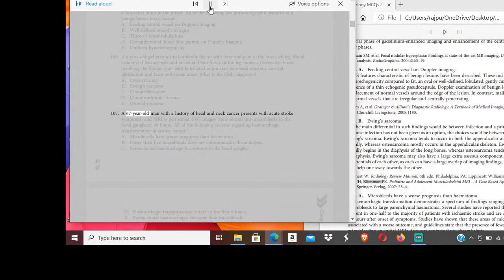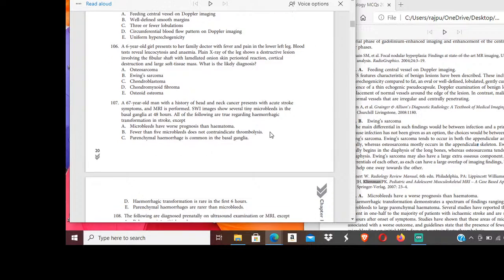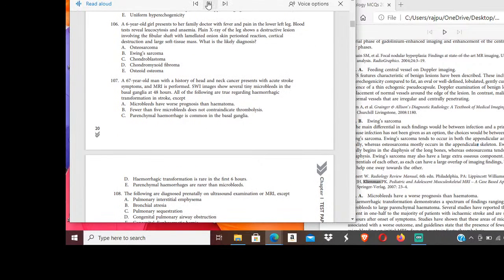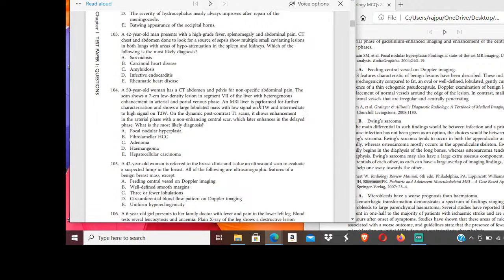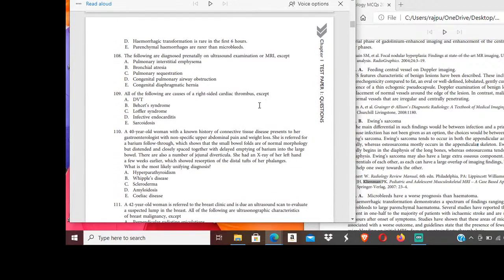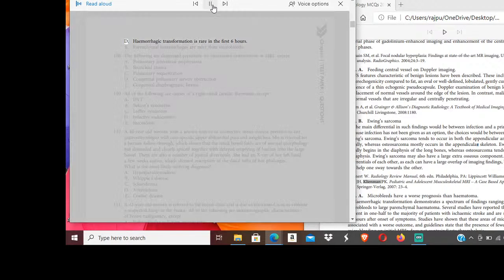107. A 67-year-old man with a history of head and neck cancer presents with acute stroke symptoms, and MRI is performed. SWI images show several tiny microbleeds in the basal ganglia at 48 hours. All of the following are true regarding hemorrhagic transformation in stroke, except: A. Microbleeds have worse prognosis than hematoma. B. Fewer than 5 microbleeds does not contraindicate thrombolysis. C. Parenchymal hemorrhage is common in the basal ganglia. D. Hemorrhagic transformation is rare in the first 6 hours. E. Parenchymal hemorrhages are rarer than microbleeds.